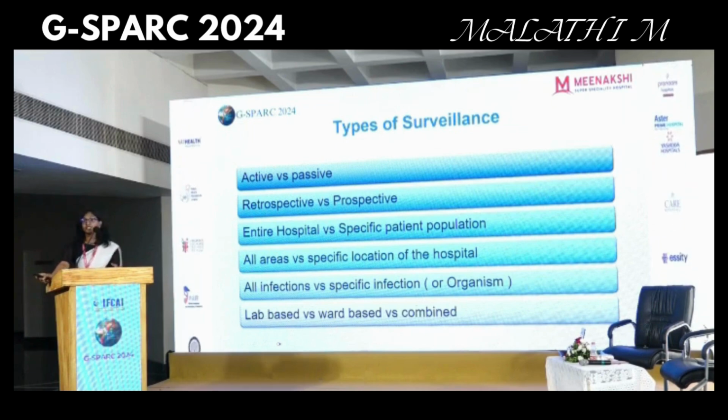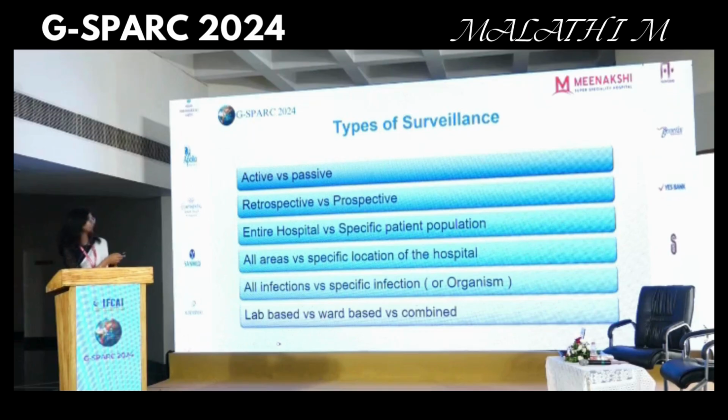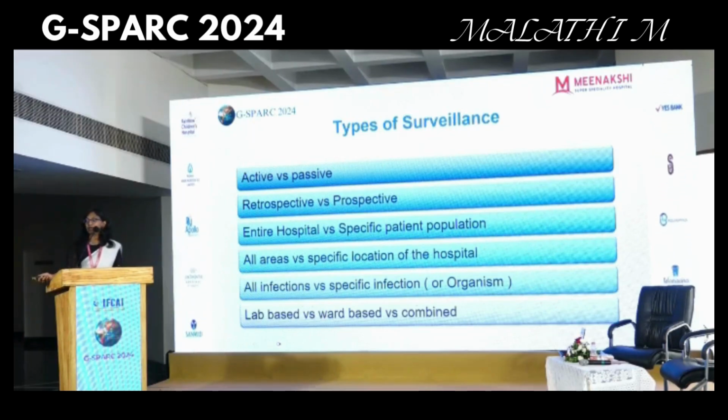Then all infections versus specific infections. Sometimes there may be very, very resource-limited areas where you can't target all the pathogens. So you want to target only CRE. You can target only colistin resistant. You can target only MRSA. So that depends upon your institution how to start with the surveillance and how to go about it. But the gold standard is to do an active surveillance in a prospective manner.